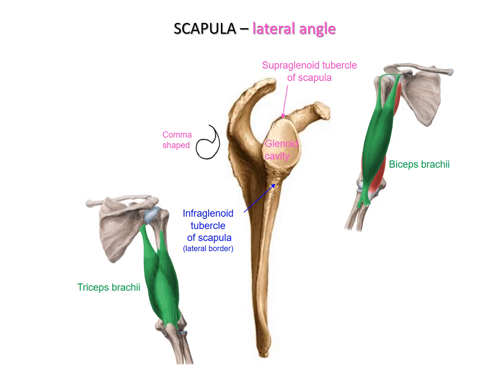Superior to the glenoid cavity, we have another elevation. It's called the supraglenoid tubercle. The long head of the biceps brachii arises from the supraglenoid tubercle. This origin is intracapsular.